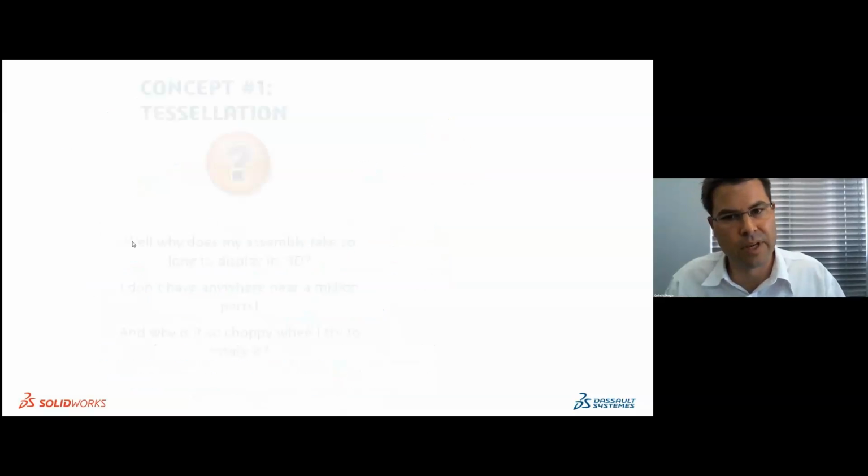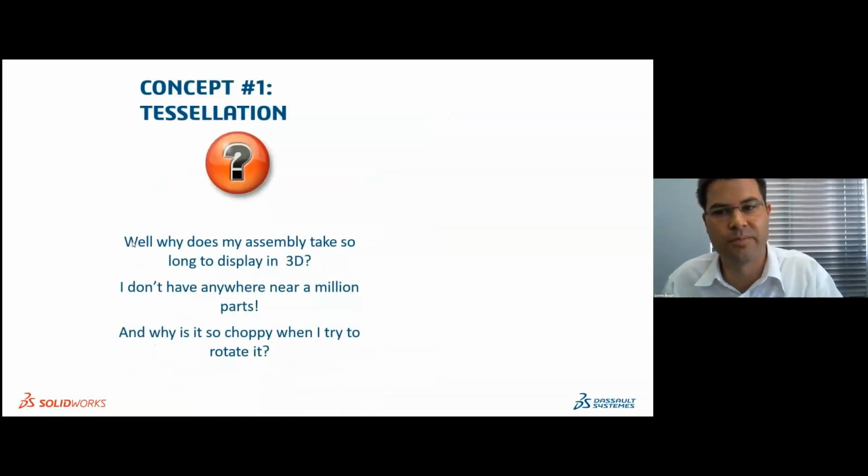Simple maths. And by the way, SOLIDWORKS can open up 1 million components in an assembly. There's a few chats on the SOLIDWORKS forums about how many millions of parts you can actually open, whether you can rotate it or not. That's what we're going to discover now. So, why does my SOLIDWORKS still take so long to open up 3D? I don't have anywhere near 1 million parts in my assembly, and it's still choppy when I rotate it around.